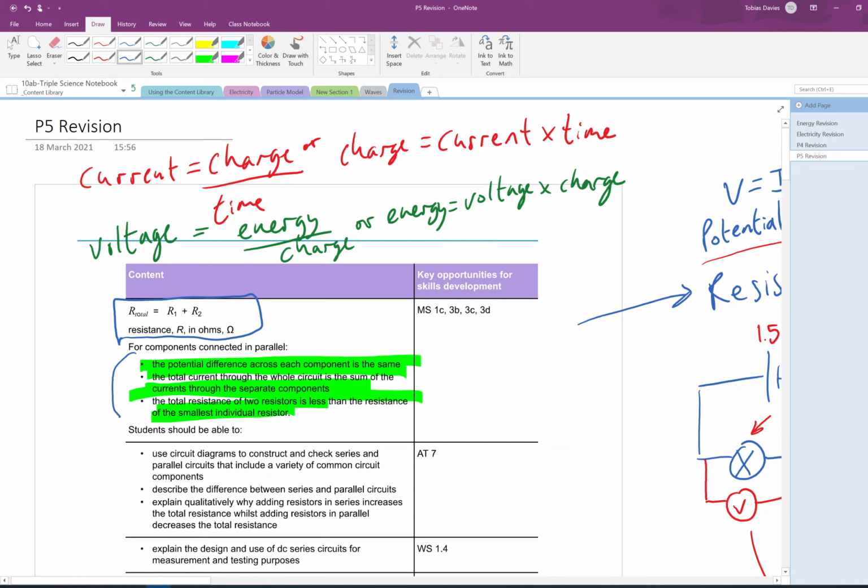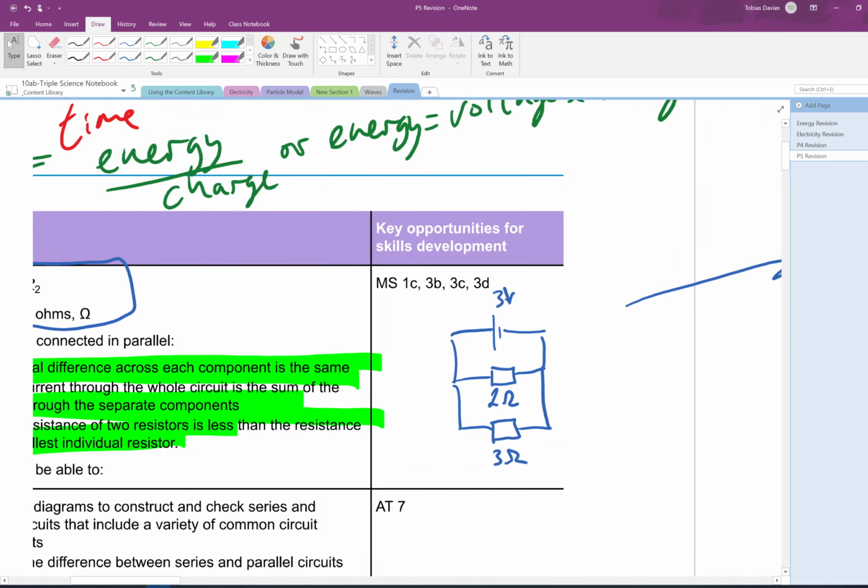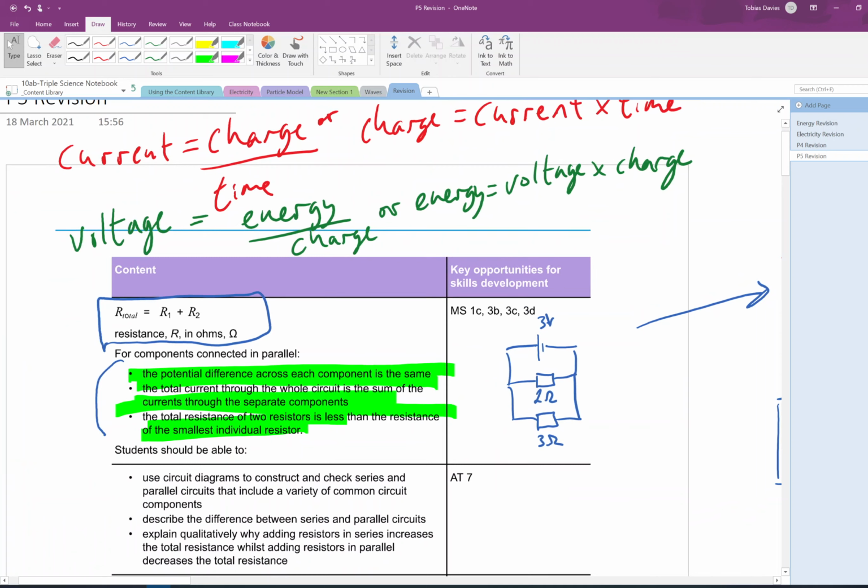So potential difference across each component is the same. And if I just draw a tiny little parallel circuit, again, I'm going to use a battery with 3 volts. I'm going to do a 2 ohm resistor, and I'm going to do a 3 ohm resistor, because those are the ones that I used in the series example. The potential difference across both resistors is the same. So the potential difference across both of them is 3 volts and 3 volts, because each of the charges getting from one side to another gets the same.